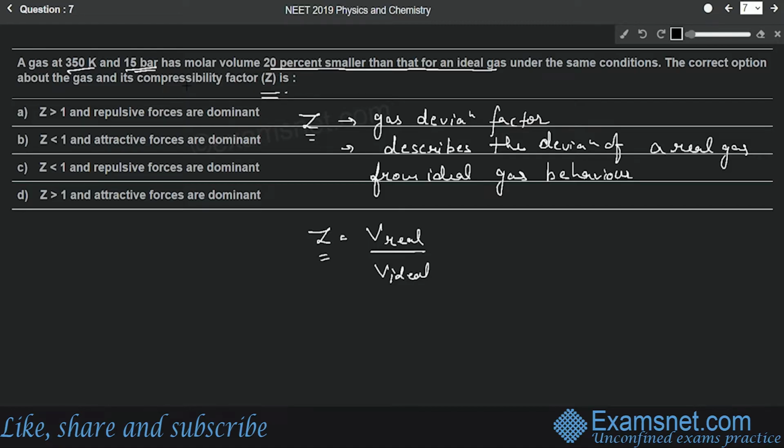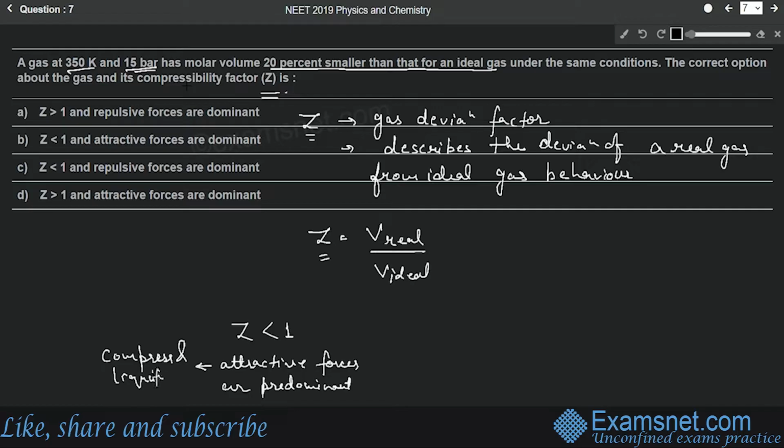For example, when this compressibility factor is less than 1, it means that the attractive forces are predominant. And what does this mean? That the gas will be able to compress and liquefy easily.